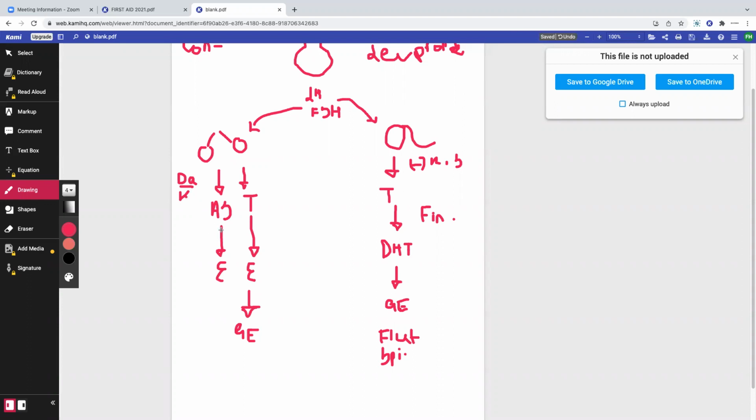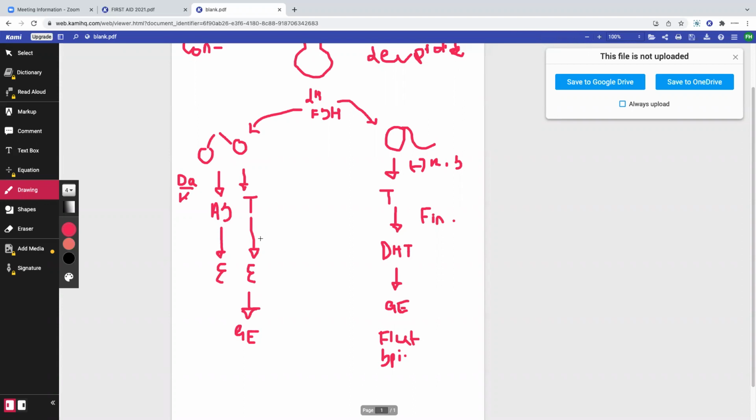Next one is your aromatase inhibitor. Aromatase inhibitors are very important. We have anastrozole, letrozole, and exemestane. You can remember ALE, A-L-E. Anastrozole, letrozole, and exemestane, these are all aromatase inhibitors. I'll talk about them in detail on the first day.